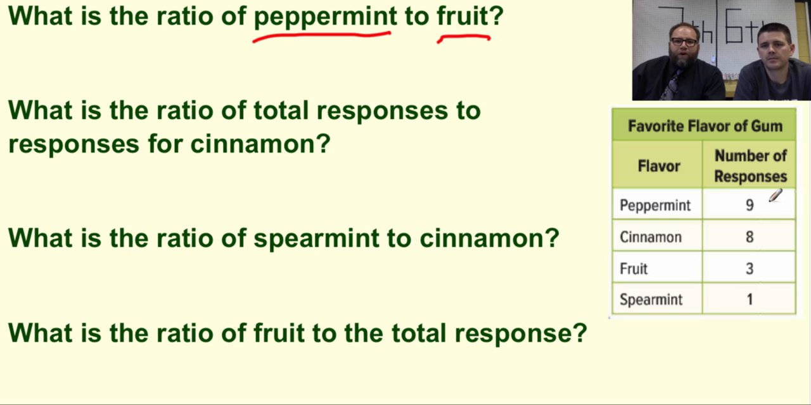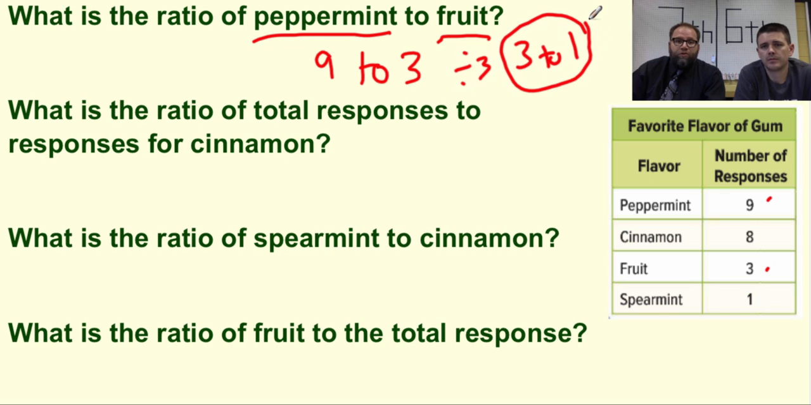And what I'm looking for is to find my peppermints, find my fruits, bring my data up here. I can even align it with where I'm at in the problem. And it's 9 to 3. Once again, you see that there's a common factor that these two share, so we can put it into simplest form. If we divide them both by 3, we end up with 3 to 1. Remember to keep this because we need 2 quantities to compare. It can't just be 3. So we can always write that as 3 over 1.